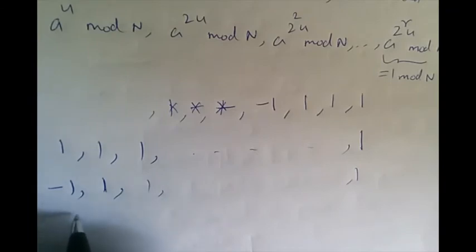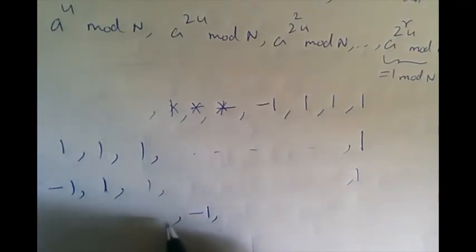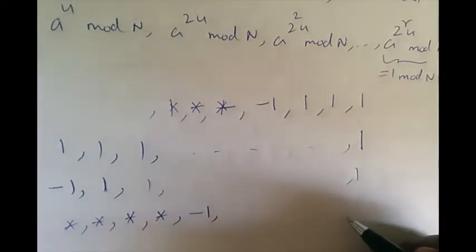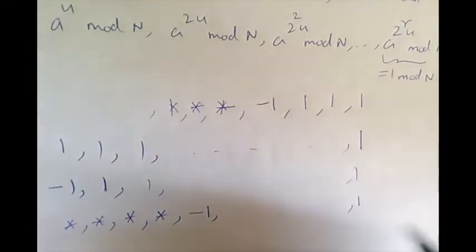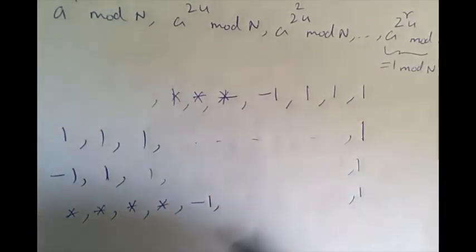But if a minus 1 appears anywhere, somewhere here, then all the preceding elements, we don't know what they are. They can be anything. They can be 5 or 11 or anything. So this is the structure. If n is an odd prime, this is the structure we'll see.